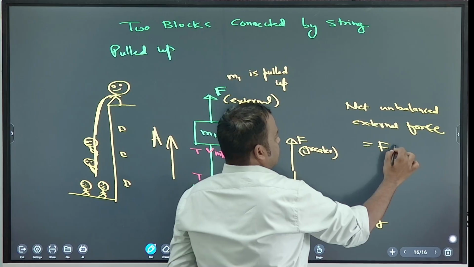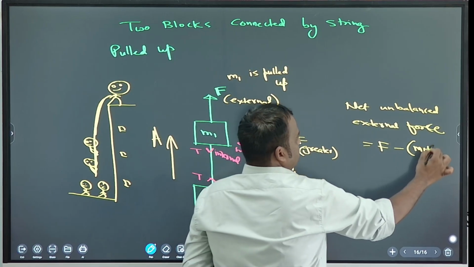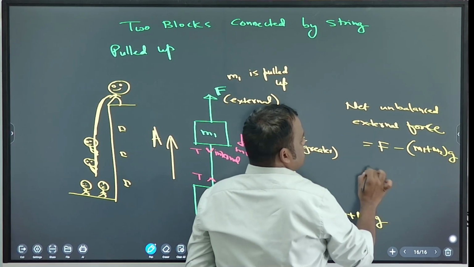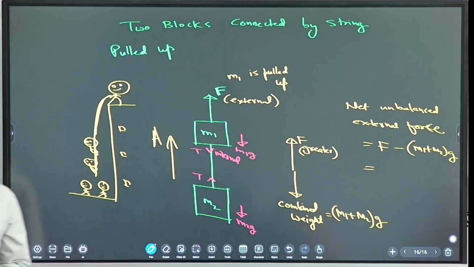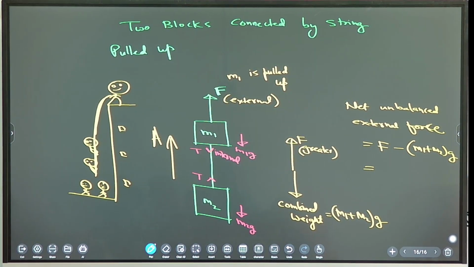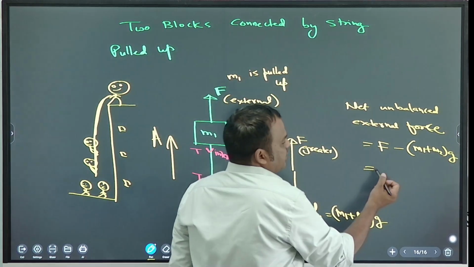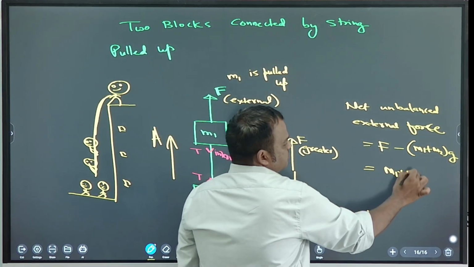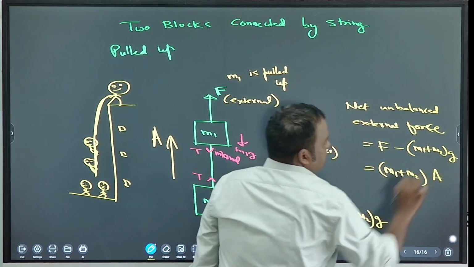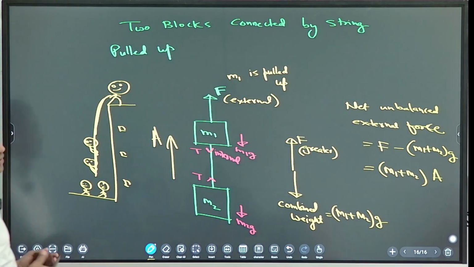Net unbalanced force: F minus (m1 plus m2) into g is the net unbalanced force. And net unbalanced force, tell me what is this? Newton's second law. Net unbalanced force is equal to mass into acceleration. So what you write? (m1 plus m2) into acceleration. Okay, are you getting or not?